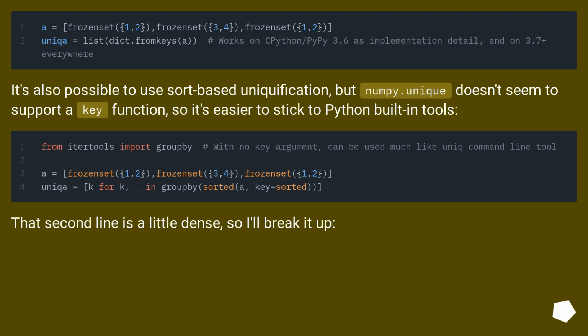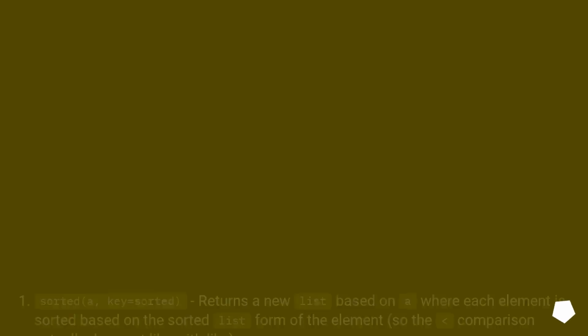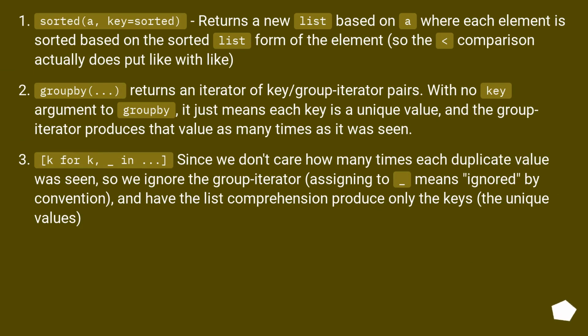That second line is a little dense, so I'll break it up. sorted(A, key=sorted) returns a new list based on A where each element is sorted based on the sorted list form of the element, so the is-lower-than comparison actually does put like with like. groupby(B) returns an iterator of key/group iterator pairs.